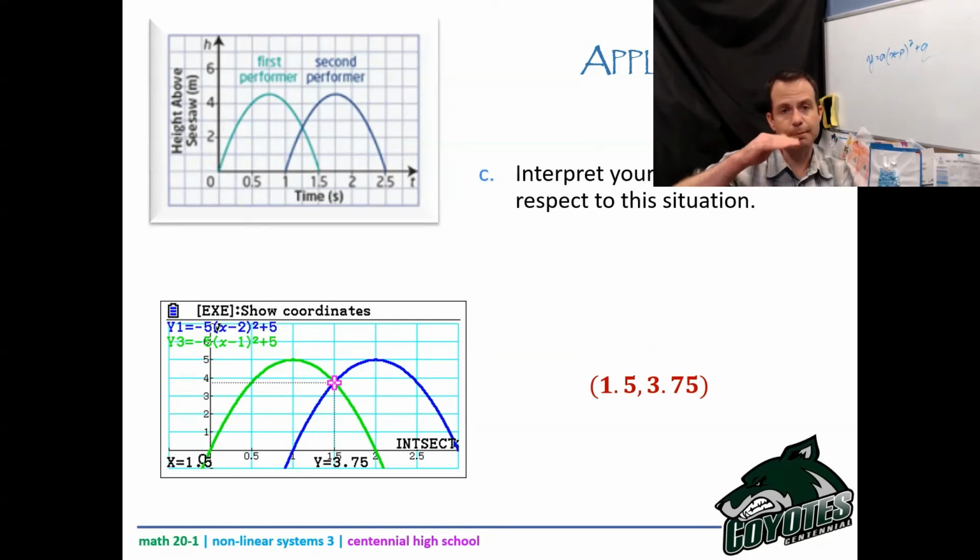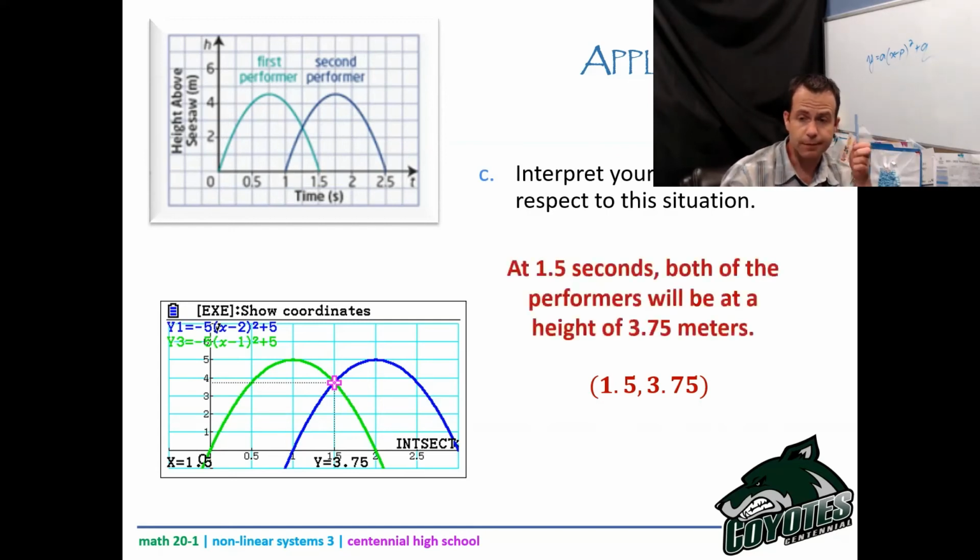They're 3.75 meters high. It doesn't actually mean they ran into each other, because this doesn't tell us about, like, they could be side by side, they could be facing each other. If they were facing each other, they'd slam into each other and fall down, okay? But the question, we assume they're close together because the question did say they were able to give each other a high five, okay? So at 1.5 seconds, both of the performers will be at a height of 3.75 meters, okay?